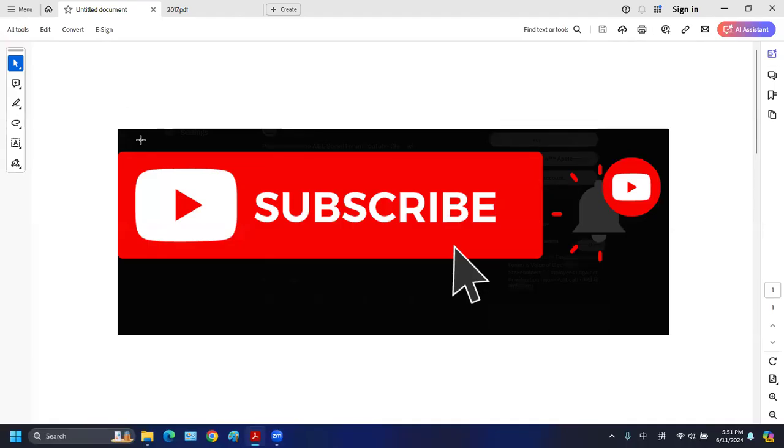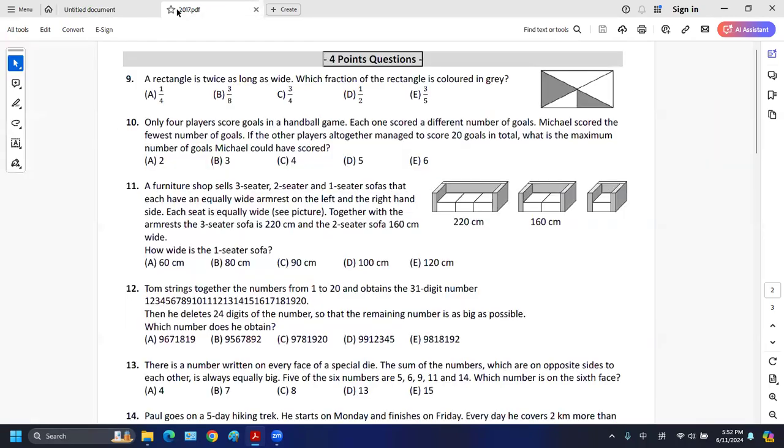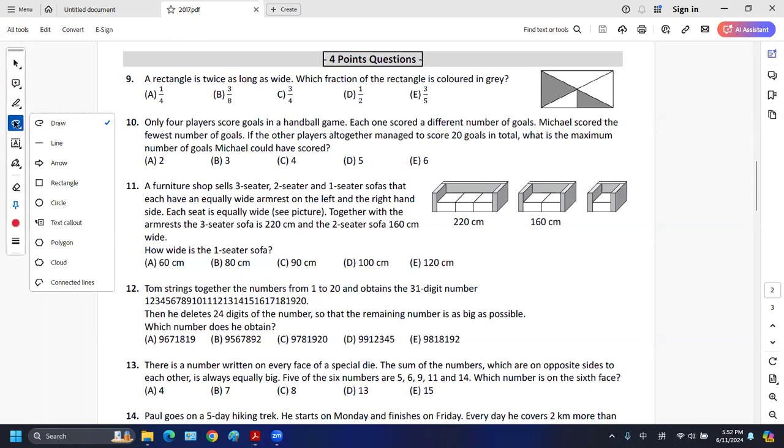Hello, today we're going to continue to do Math Kangaroo 2017. Grade 5. Question number 9. A rectangle is twice as long as wide.